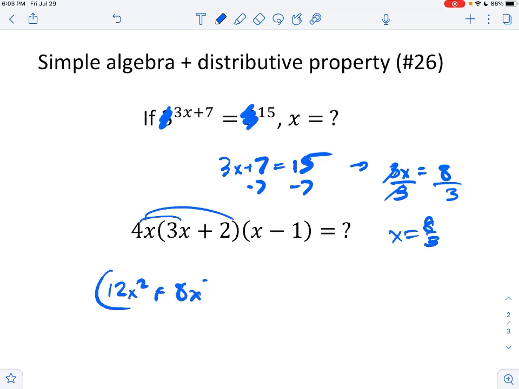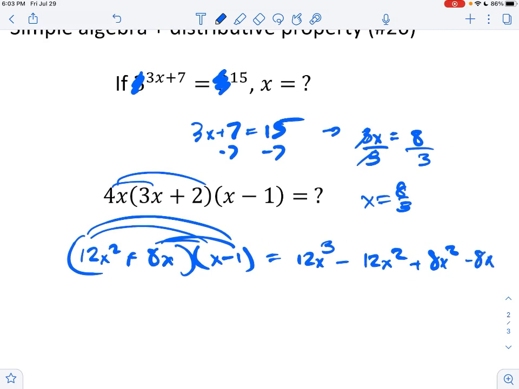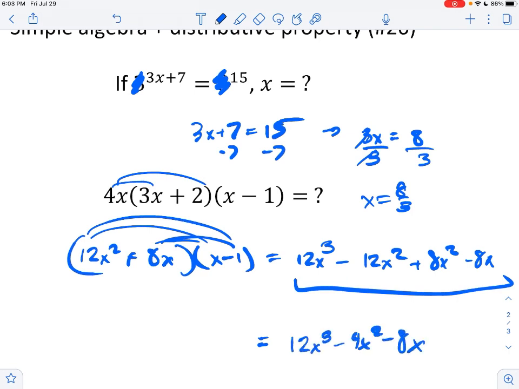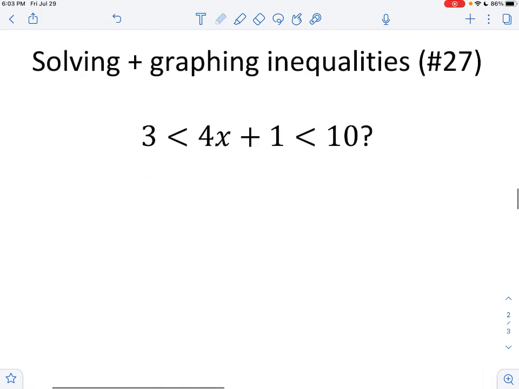And now we're going to multiply that by x minus 1. So again, we're just FOILing: first, outer, inner, last. So it's 12x to the third now, minus 12x squared, plus 8x squared, minus 8x, okay? And last thing is combine like terms, just like with polynomial arithmetic. These two middle values have the same exponent of x to the second. They have the same variable, x to the second. So 12x to the third minus 4x squared minus 8x. That's your answer, okay? That's how you do simple algebra and distributive property.